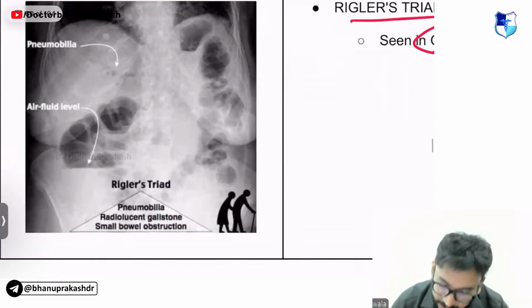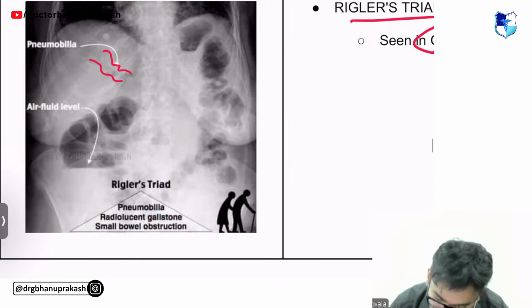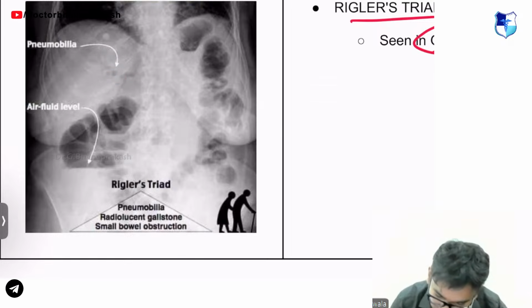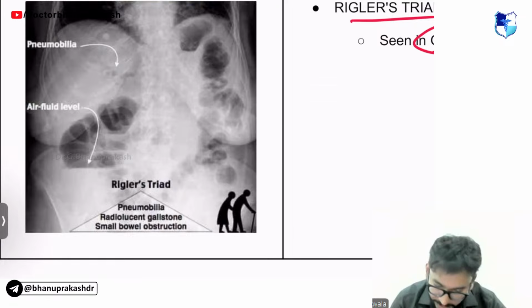Remember, pneumobilia. Can you see air in the biliary tree? Okay, I'll remove these red marks so that you can appreciate properly. Can you see pneumobilia, guys? Yes, pneumobilia, air in the biliary tree.